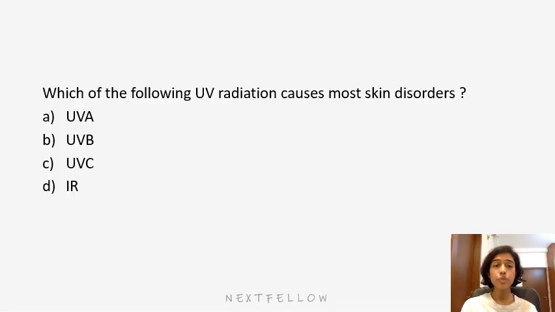Which of the following UV radiation causes most skin disorders? Is it UVA, B, C, or infrared? So the answer here is UVB. Okay, UVB is the most, we'll say, clinically significant and the type of UV radiation that affects the skin the most.